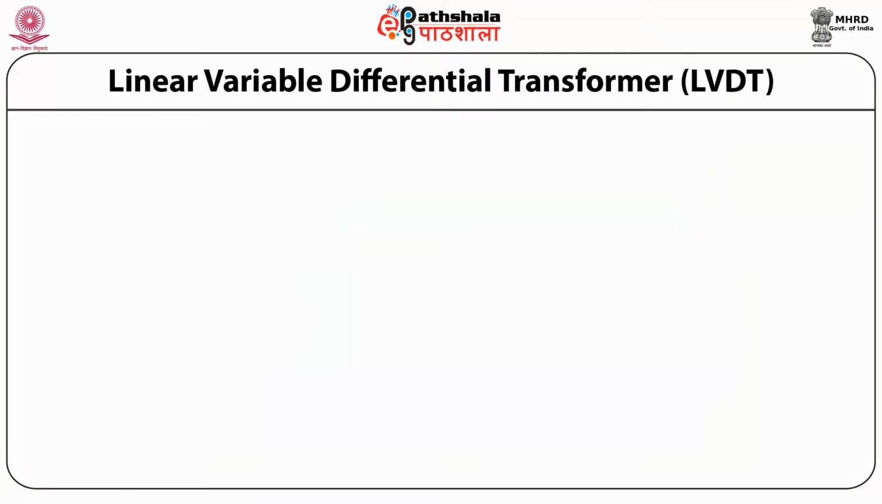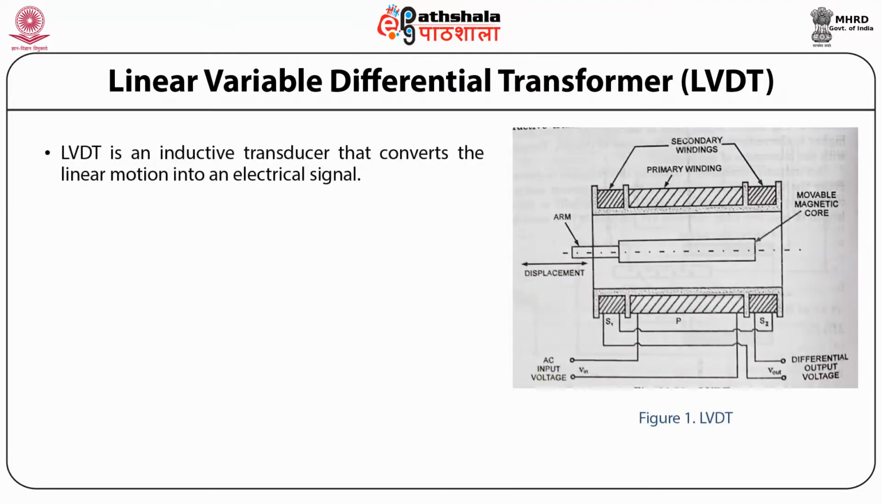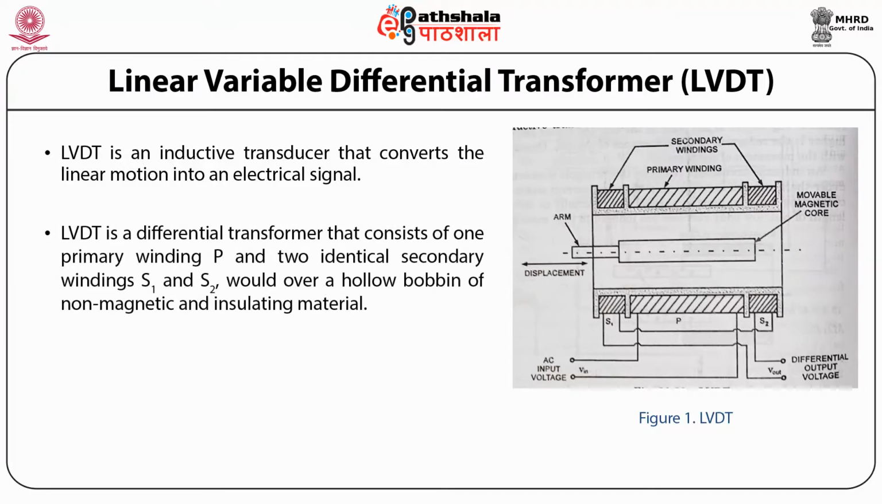Linear variable differential transformer. The linear variable differential transformer is an inductive transducer that converts linear motion into an electrical signal. The LVDT is a differential transformer that consists of one primary winding P and two identical secondary windings S1 and S2 wound over a hollow bobbin of non-magnetic and insulating material. An illustration is shown in figure 1.